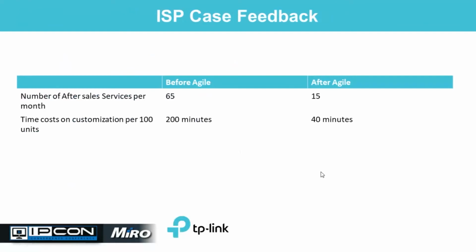If we use a brief example of one of the first few clients of ours that rolled this solution out, we compare the number of after-sales services per month and the time cost on customization per 100 units. For after-sales service per month, we're looking at 65 calls before Agile Configuration. Sorry, that's just the number of calls, not minutes. So it was 65 calls before, and after Agile Configuration, with obviously having that failover, it then became 15 help desk calls per month. Okay, so the time spent per 100 units with regards to after-sales service was reduced from 200 minutes to 40 minutes.